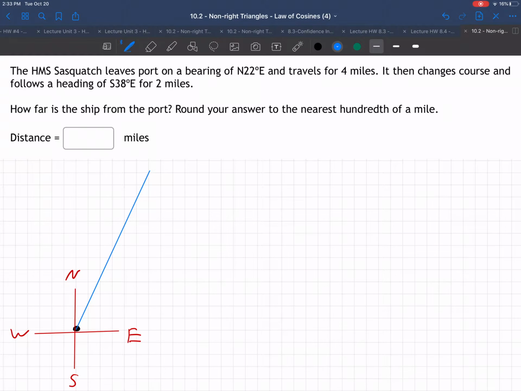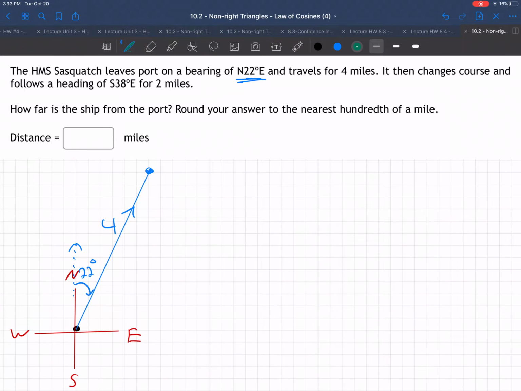So it's headed north, but not pure north. 22 degrees to the east of north, right? North 22 east. And it does that for 4 miles. It heads off in that direction for 4 miles. And then right there, it's going to change its game plan.